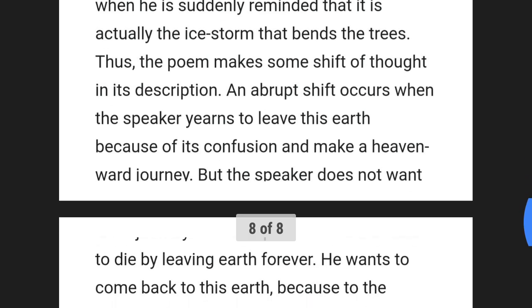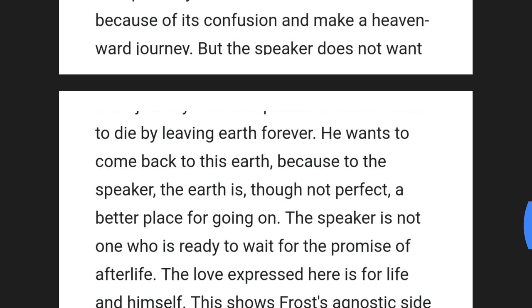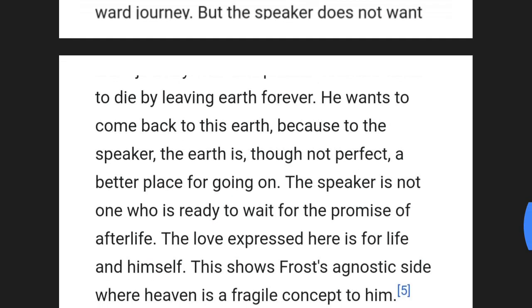But the speaker does not want to die by leaving earth forever. He wants to come back to this earth because to the speaker, that is the poet, the earth is, though not perfect, a better place for going on. That is, going on with one's life. So going to heaven is probably not the right decision. Instead, to come back to the earth and live life once again is a better option.